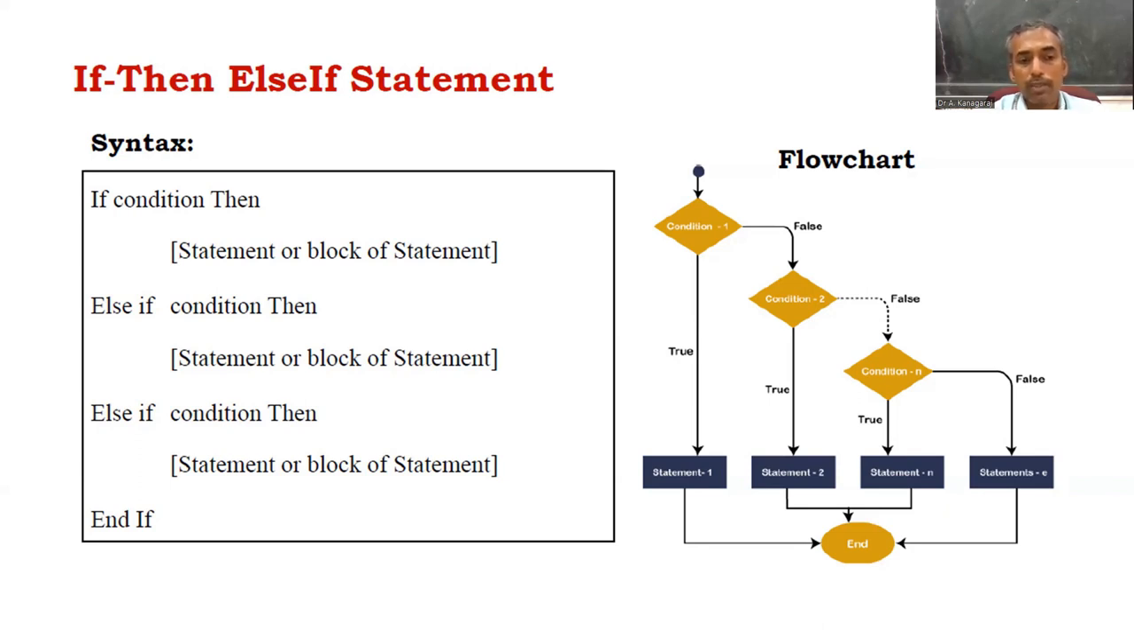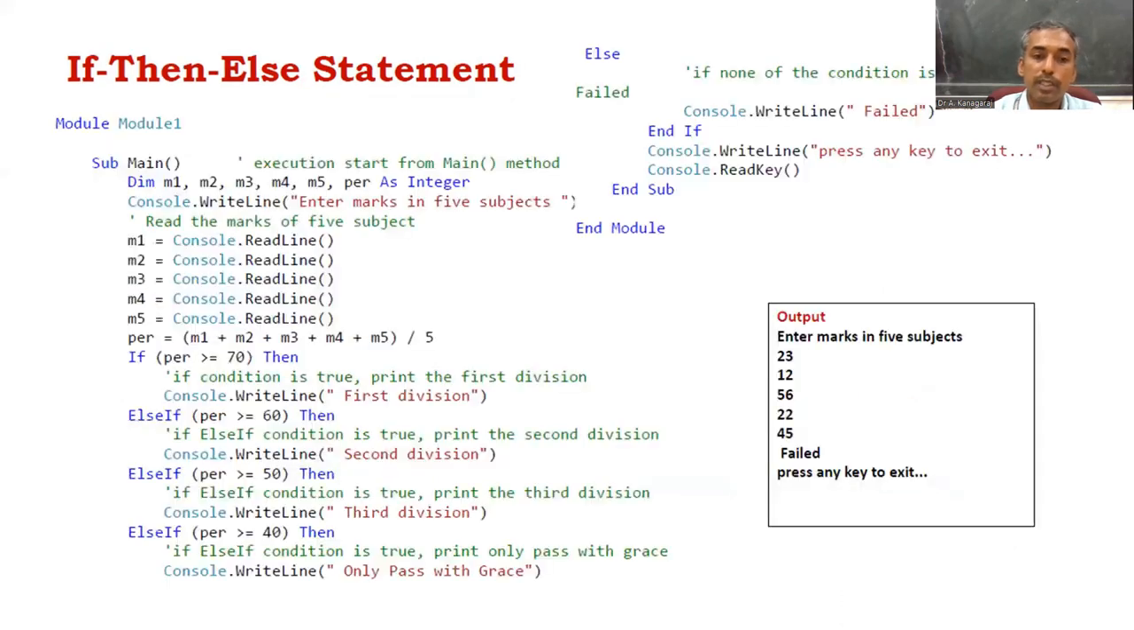Suppose the second condition is also not true, then control will go to another condition to check whether it is true or not. So likewise, you can add n number of conditions. This is the advantage of using the if then else if statement.